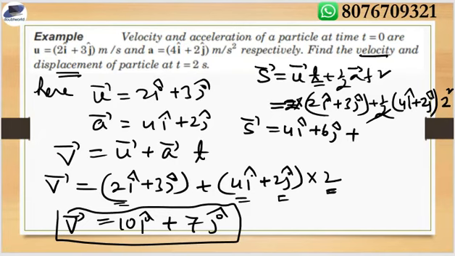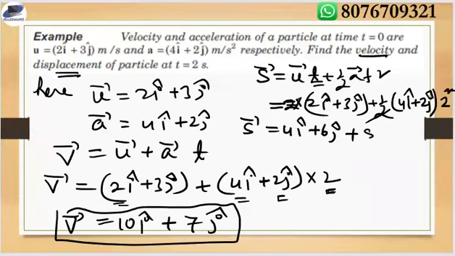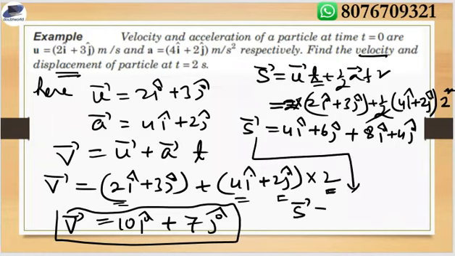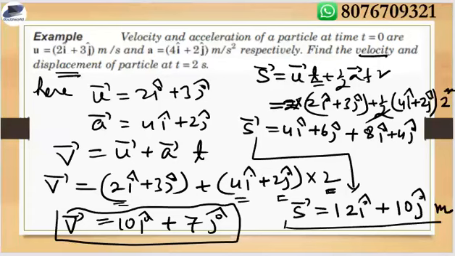And here 1 by 2 will get cancelled. So that will be 8i cap plus 4j cap. So it means displacement vector equal to 4 plus 8, 12i cap, 6 plus 4, 10j cap. So this all are in SI, so it will be in meter only. So this is the displacement vector.